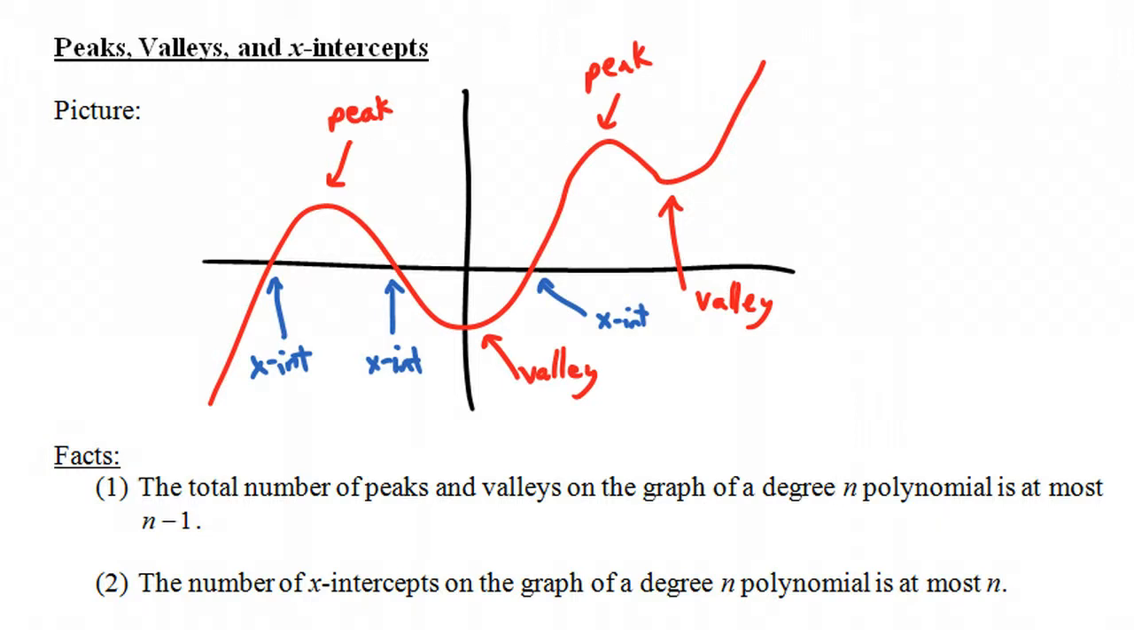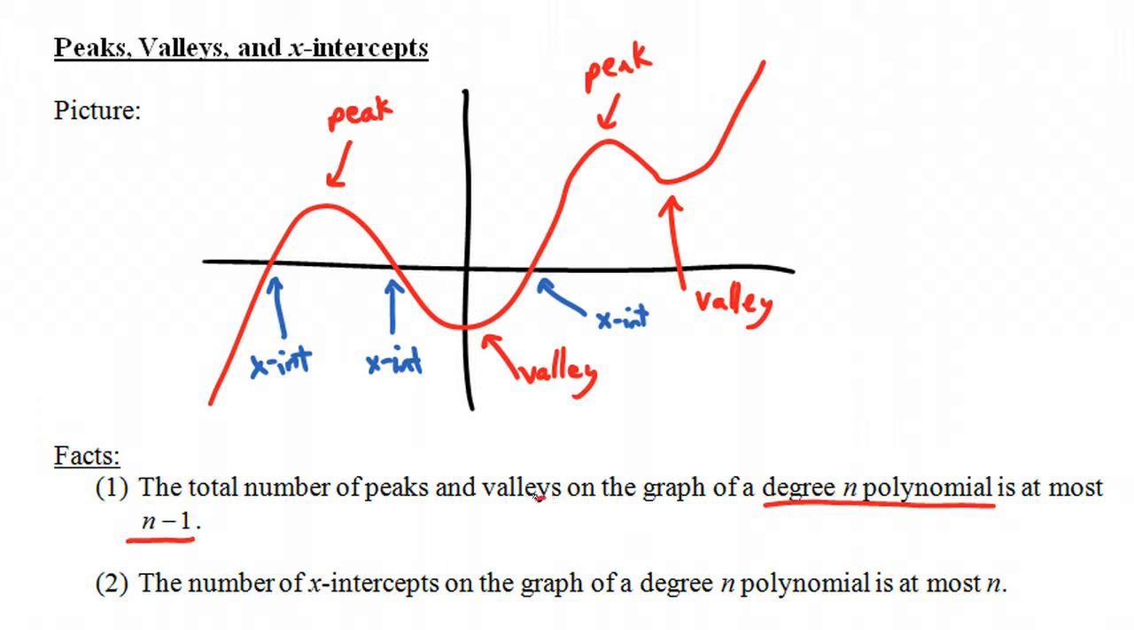Okay, now a fact that's true about polynomials in general is that if you graph a polynomial, it'll be a nice smooth function like this. And the total number of peaks and valleys on the graph of a degree n polynomial is at most n minus 1. Okay, so for example, if you have a 7th degree polynomial, if n is 7, then the most number of peaks and valleys it could have would be 6. Okay, it might have fewer than that, but the most it could have for a 7th degree polynomial would be 6.